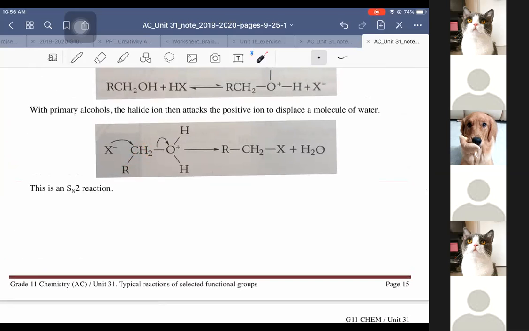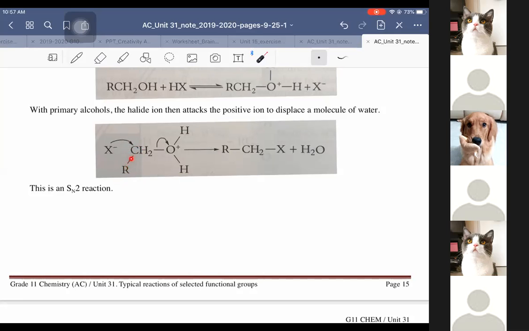For this one, if the water just leaves, then we have a positive charge formed on this carbon. However, this carbon only has one alkyl group that can donate electrons to stabilize the positively charged carbon. So it's very unstable and it's not favored. If it still undergoes the SN1 route, it will take a lot of energy input to do so. So it's not favored.